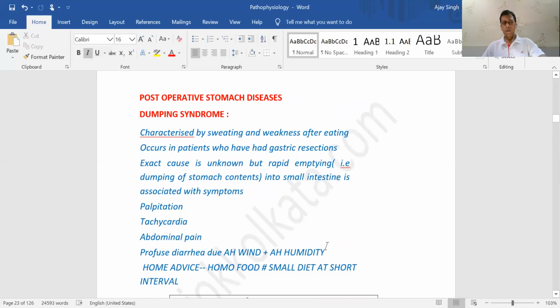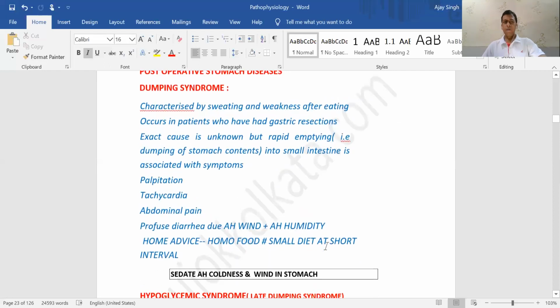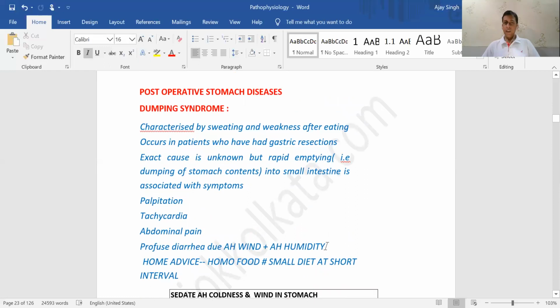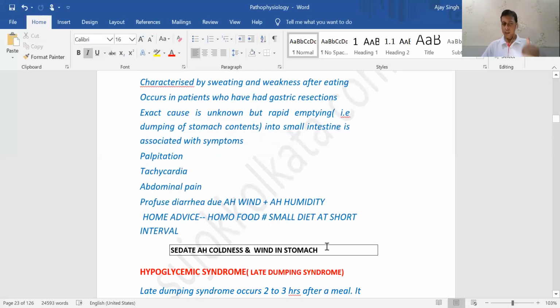So, dumping syndrome: the patient will have sweating and weakness after eating. Okay, and they have palpitation, tachycardia, abdominal pain, because of fast emptying. The main thing is that the patient has to be advised to take small food, homo food, at small intervals, and this is because of a cross-link constitution. You can see our wind, our humidity, and our coldness. So we need to sedate our coldness and wind in the stomach meridian. Okay, and this is a hypoglycemia syndrome, late dumping syndrome.